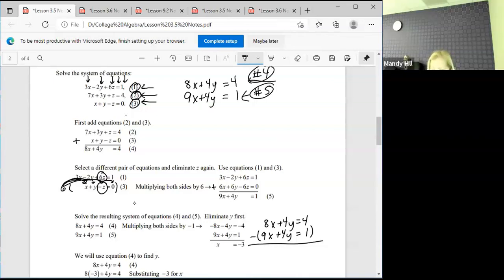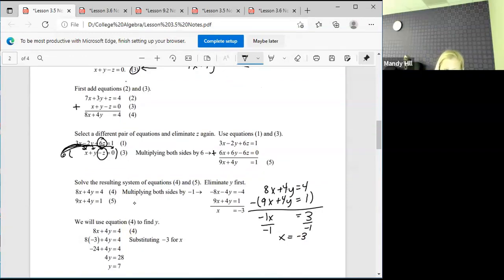But so we've got 8x minus 9x, that's -1x. 4y minus 4y, that's nothing. And then 4 minus 1, you just got to remember that you're subtracting each one of these things. So 4 minus 1 is going to get you 3. So if we divide by -1 on both sides, we would have x is equal to -3.